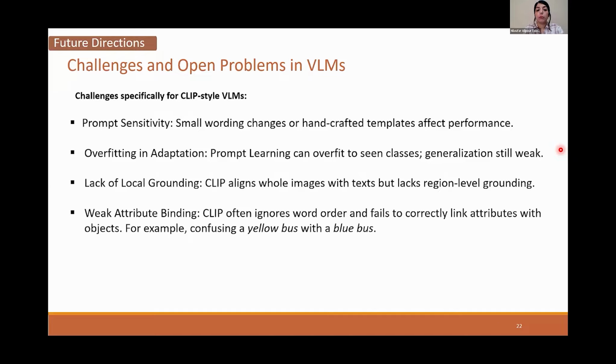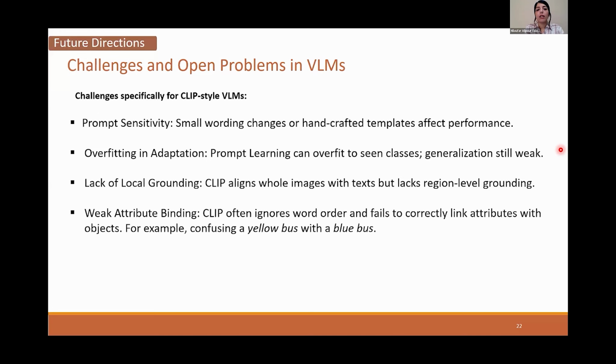Also, weak attribute binding. CLIP often ignores word order and fails to correctly link attributes with objects. For example, it is confusing for CLIP to understand the difference between a yellow bus and a blue bus. But these challenges are more specific to CLIP-style VLMs.